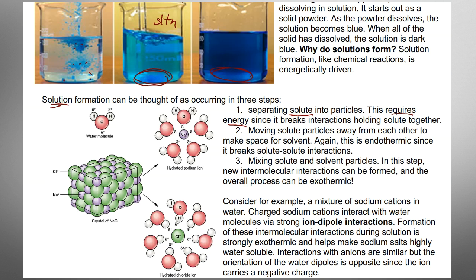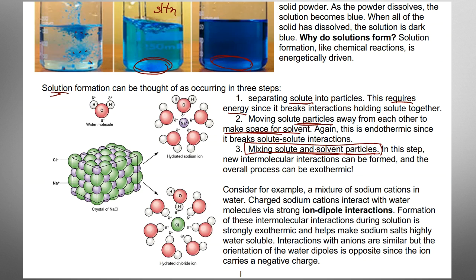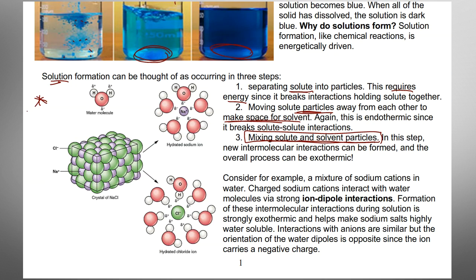In the second stage of solution formation, solute particles need to move away from each other to make space for solvent. That's loosely what we're seeing in the middle image in this particular figure of the copper sulfate. Again, that's an endothermic step because it's breaking those solute-solute interactions until they're even smaller. The final step of solution formation is really what energetically drives solution formation, and that's mixing of the solute and solvent particles. And that's what we see in this other image here on the left.